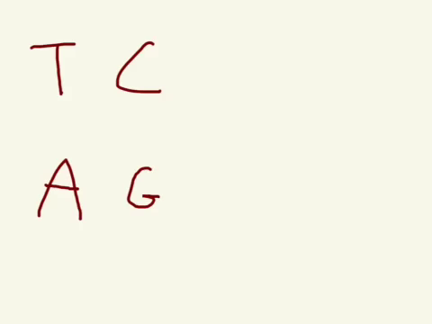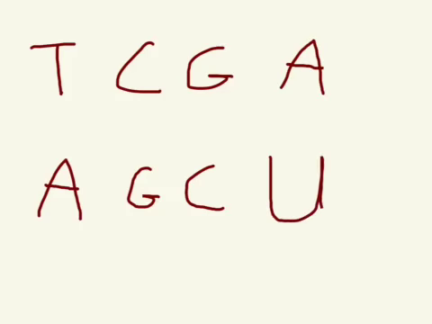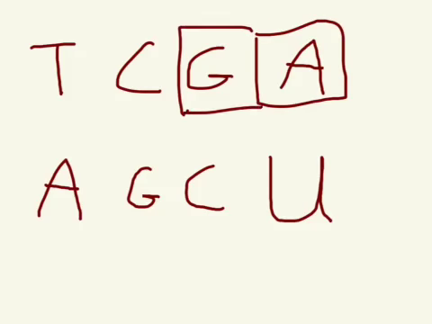I'll do T first. T pairs with A. C pairs with G. G pairs with C. But A doesn't pair with T. Instead, it pairs with U. Right, Liam? Correct, Ian. Yay!